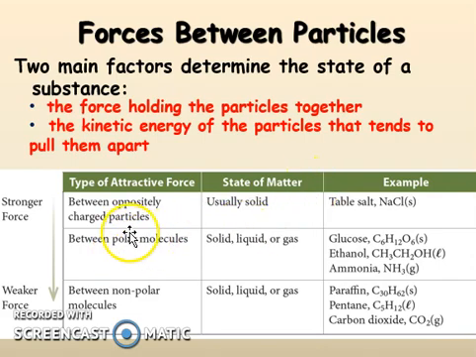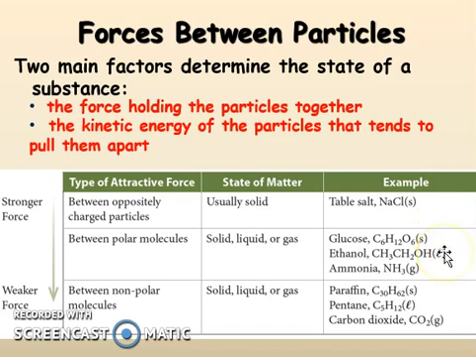Okay, so polar molecules have a higher attraction, so they can actually come in a whole bunch of different forms, and it depends on how much of an attraction there is. So glucose, C6H12O6, has hydrogen bonds, and they're very highly attracted to each other. So actually it's a solid.